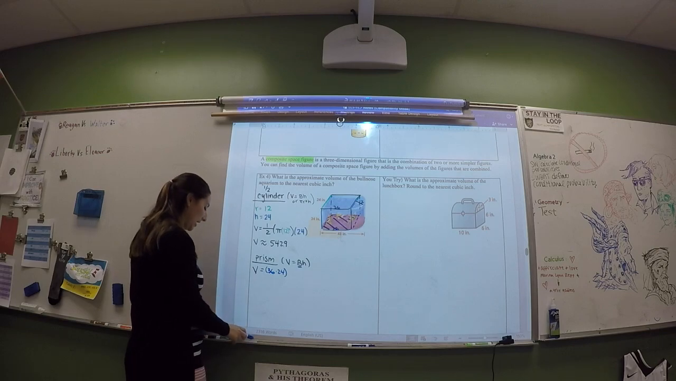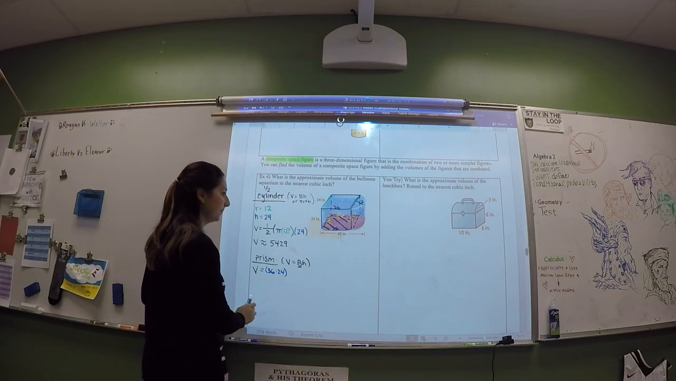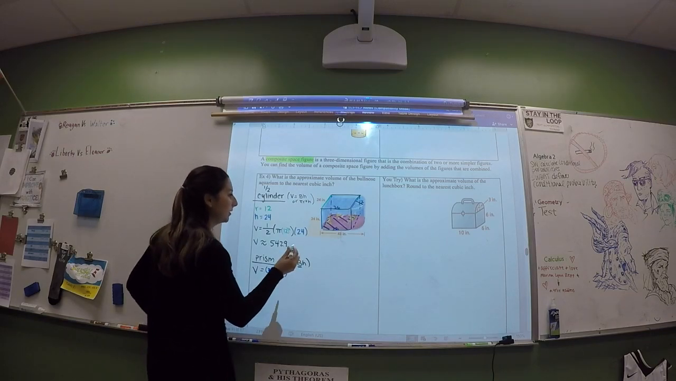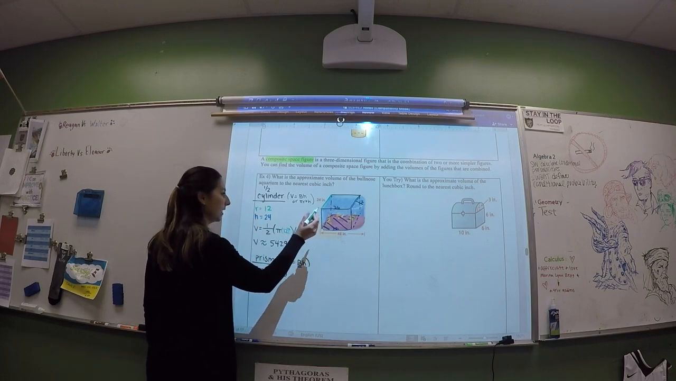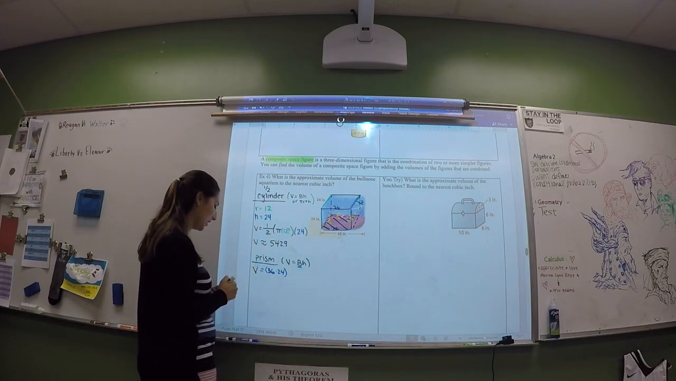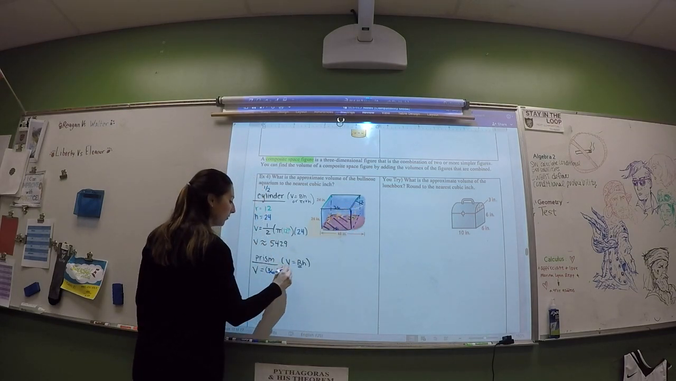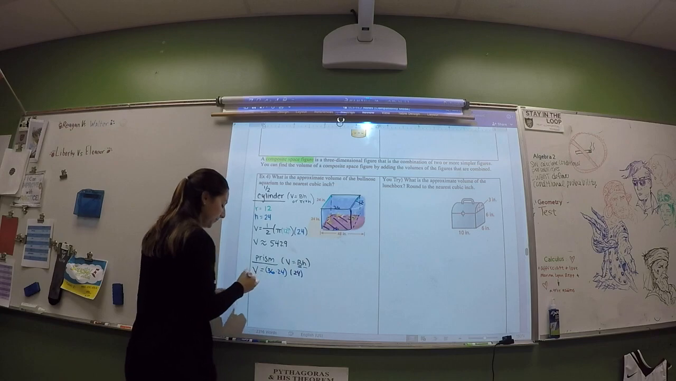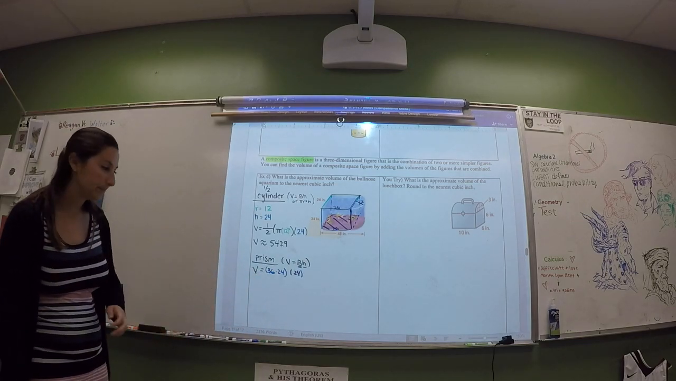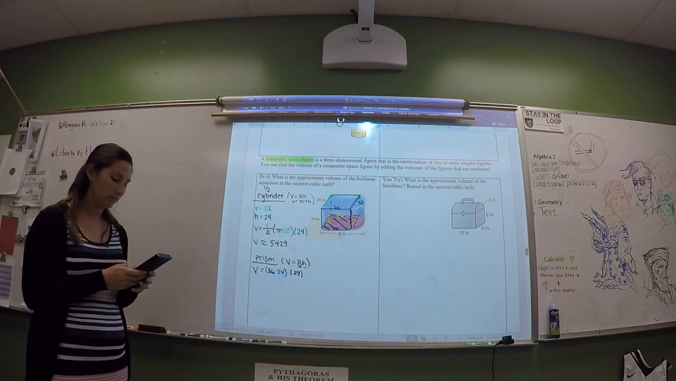And then what's the height? 24. Alright, quick math. Let's go. This is 24. Okay, let's do that math. 20,000.